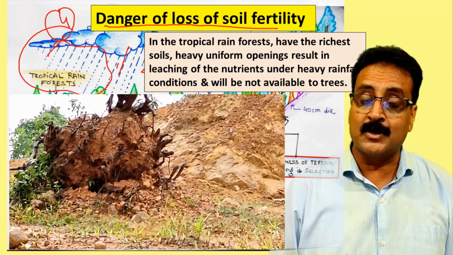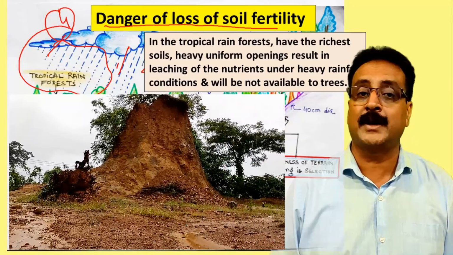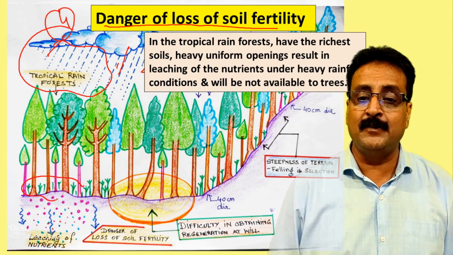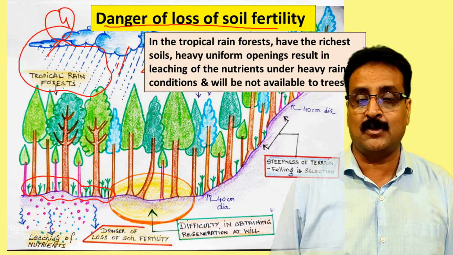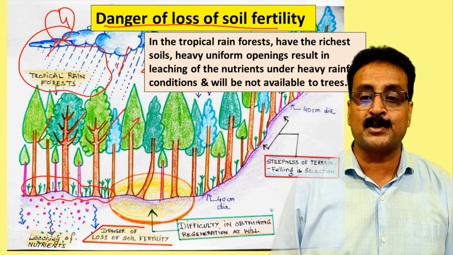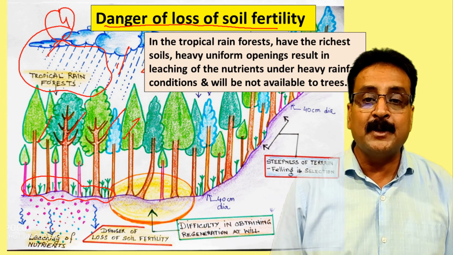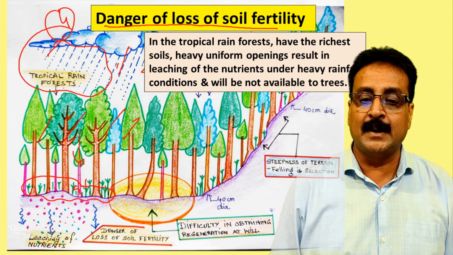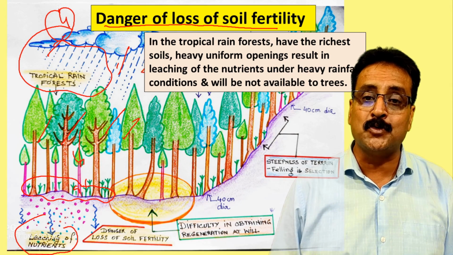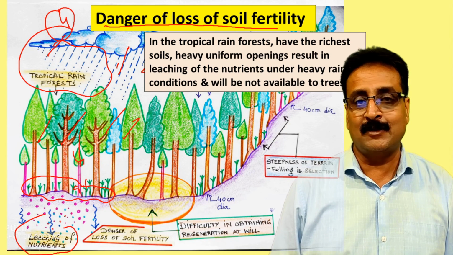A tropical rainforest will have a very fertile soil. Just because of the decomposition, the soil will be very rich, and it takes a lot of years to build up. But if we fell like in a uniform system, we fell and then we open up the forest, then what will happen? Leaching will happen. All the nutrients will leach down below the reach of the roots of the trees. So that will be a big loss.